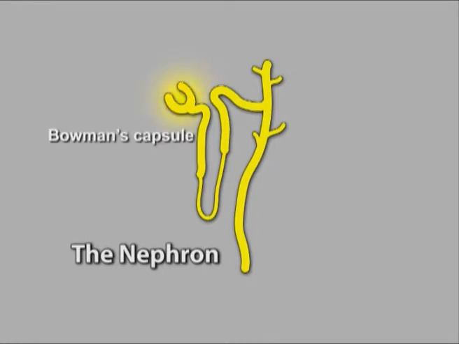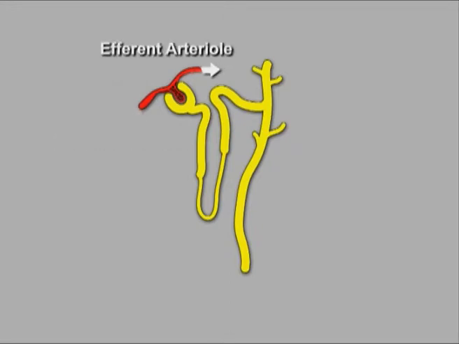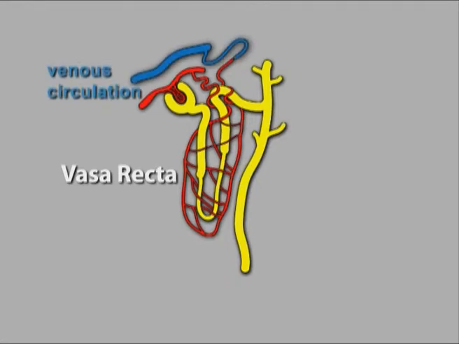The Bowman's capsule is at the head of this filtration unit. The glomerulus is the leash of capillaries within the Bowman's capsule that receives blood from an afferent arteriole. The efferent arteriole takes blood away from the nephron. The vasa recta arises from the efferent arteriole and selectively reabsorbs the filtrate along the nephron. The vasa recta merges with the venous circulation.